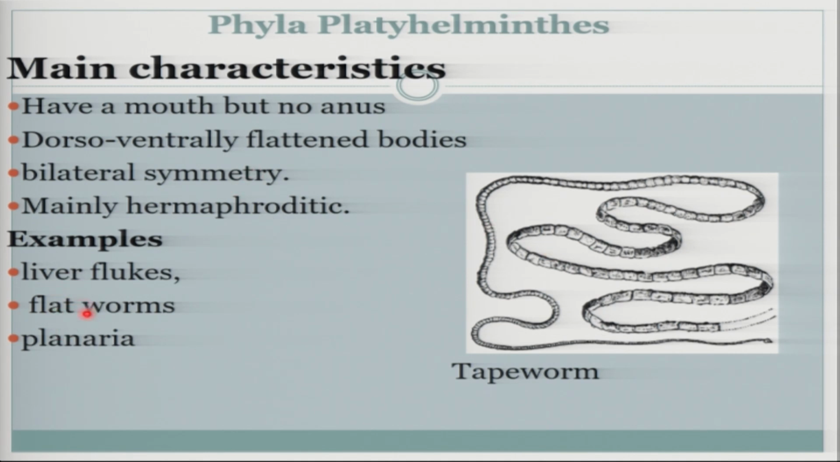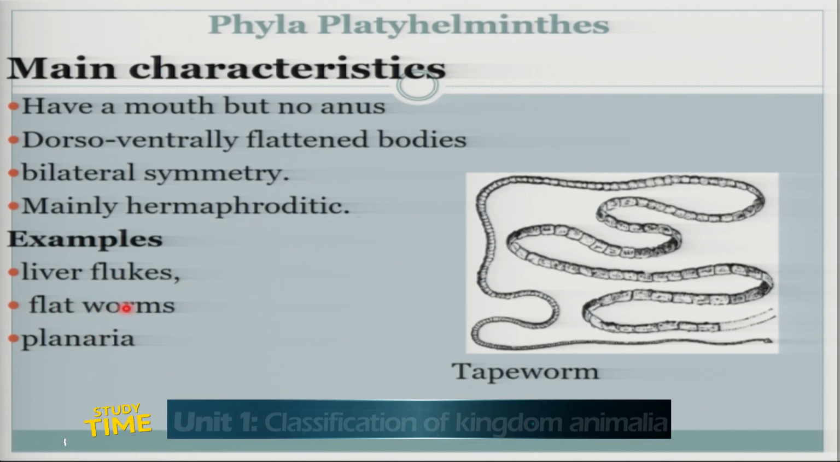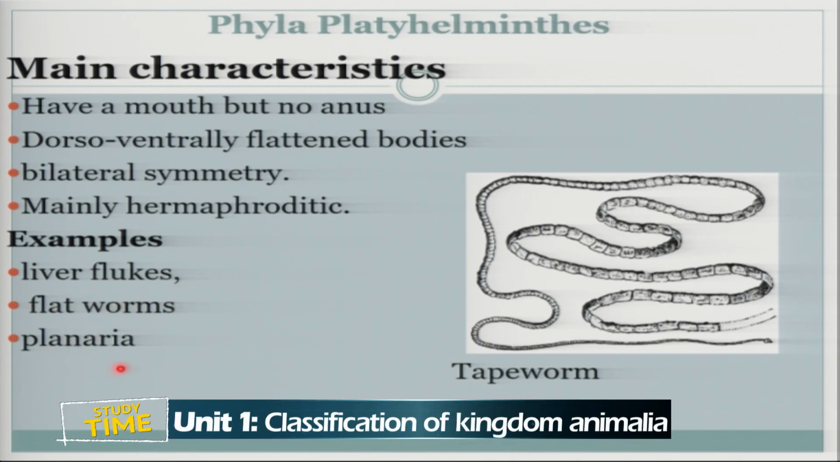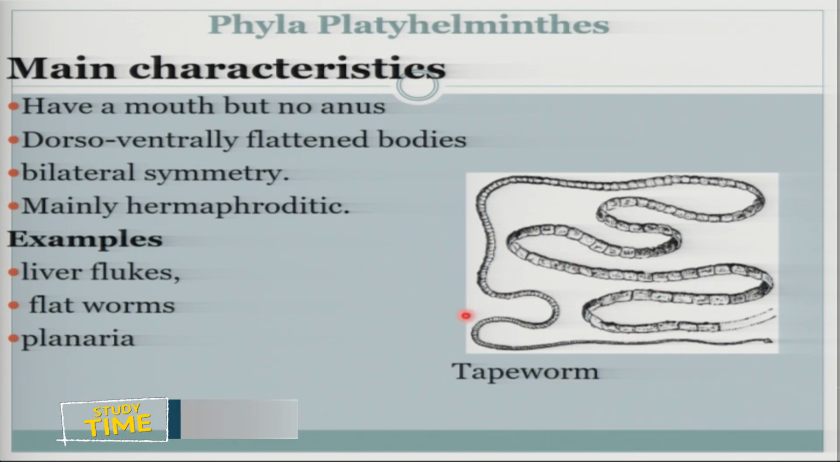These are the examples: the liver flukes, the flatworms, planaria, the tapeworm. I've just picked one, the tapeworm, to show you the structure of one of the examples of those that belong to phylum Platyhelminthes. But the main characteristics, as I said, today's objective is to understand some of the features that these organisms that belong to phylum Platyhelminthes possess.